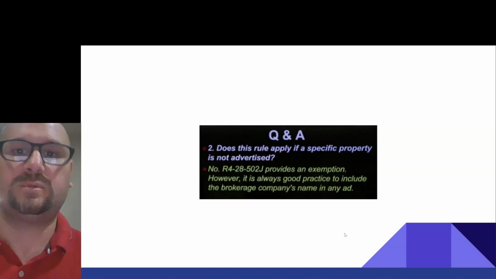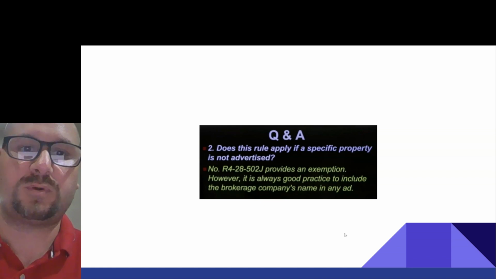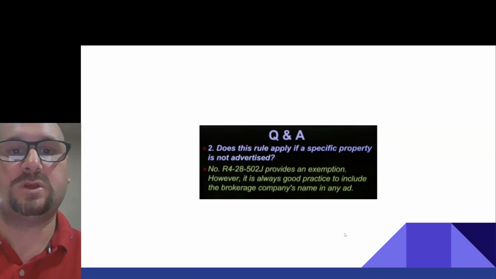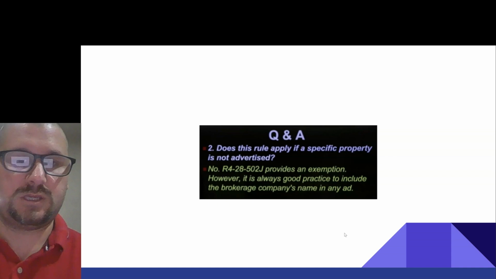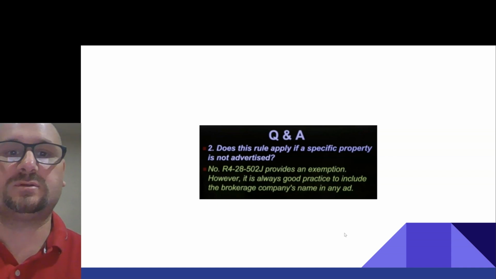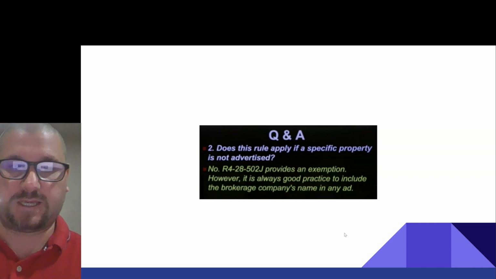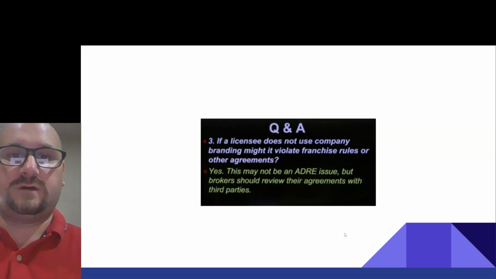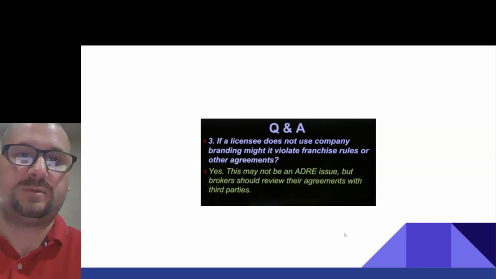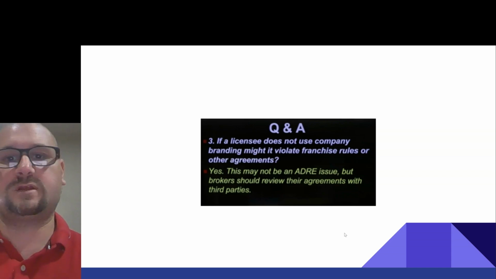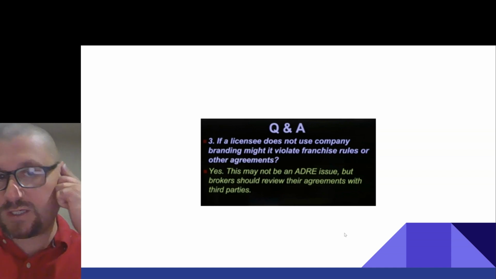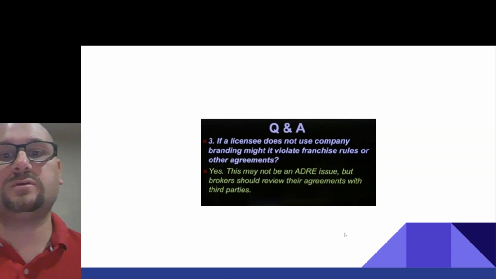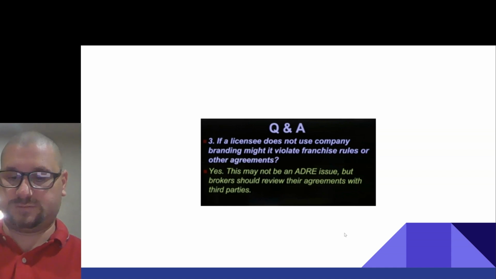So does this rule apply if a specific property is not advertised? No. Rule 4 of the Commissioner's Rules provides an exemption. However, it is always good practice to include the brokerage company's name in any ad. If a licensee does not use company branding, might it violate franchise rules or other agreements? Yes, this may not be an ADRE issue, but brokers should review their agreements with third parties.